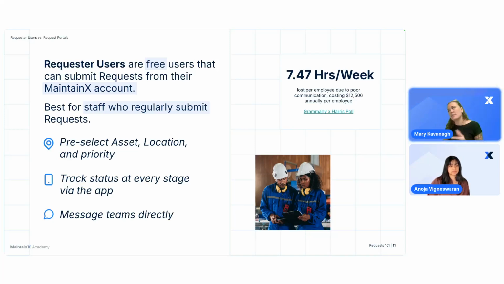And because we love a fun fact, 7.47 hours a week lost per employee due to poor communication, costing $12,506 annually per employee. Pretty big number, right? We want to make sure that our communication is streamlined and we can bring that down as much as possible. So to summarize, requester users, they have a login one way or another. They're in the app. They get all the updates.